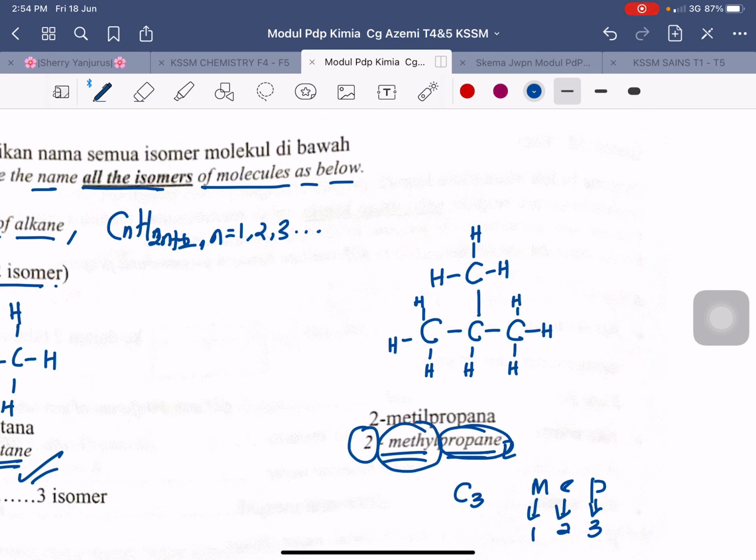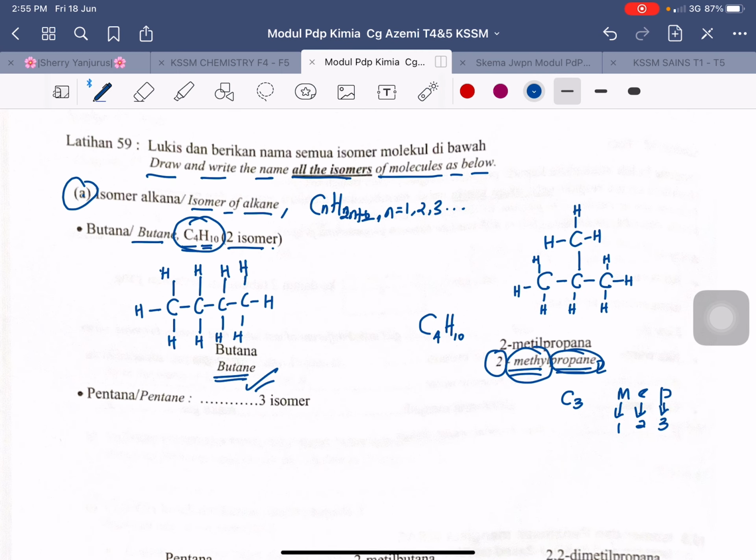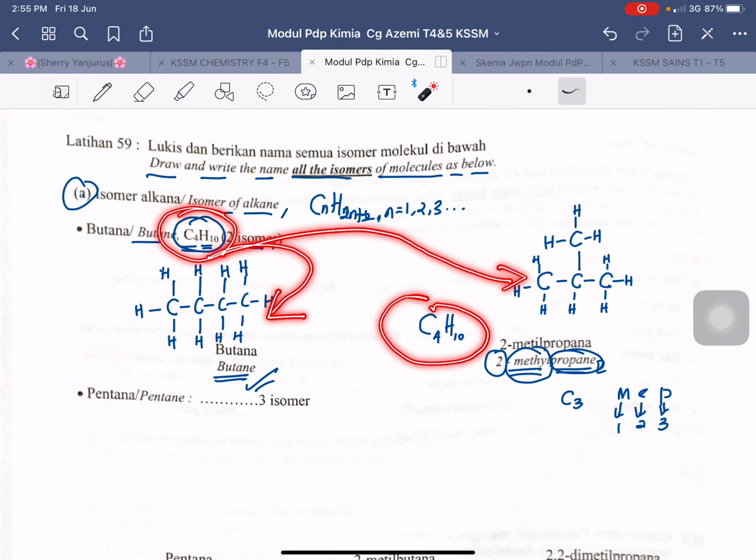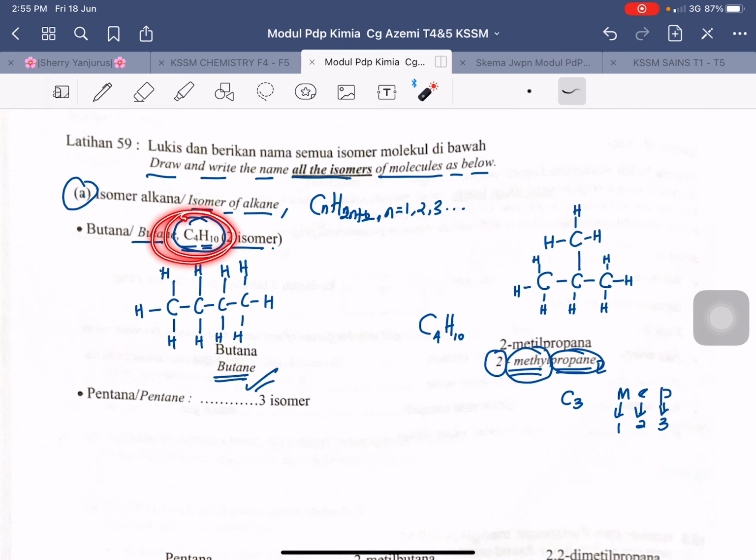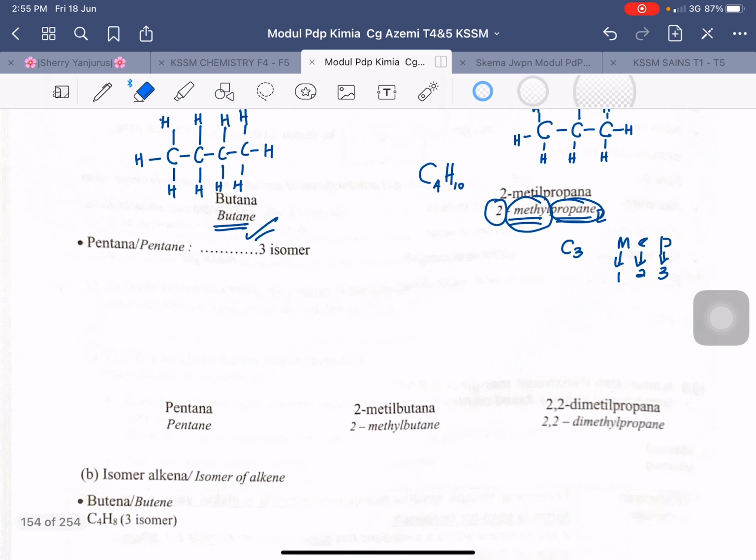So let us kira balik. How many C? How many H? Ada 1, 2, 3, 4. 4C. Okay, C4. H berapa? Let us count. 1, 2, 3, 4, 5, 6, 7, 8, 9, 10. Nah, C4H10. And for butane, you see the formula for this one is C4H10 and the molecular formula for this one is also C4H10. Struktur berbeza tapi formula kimia tetap sama. Itulah isomer. That is isomer. Okay. Finish for this one. So I'm going to guide you how to draw the next one.